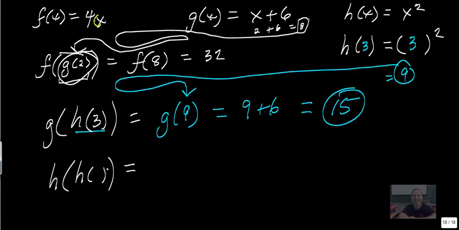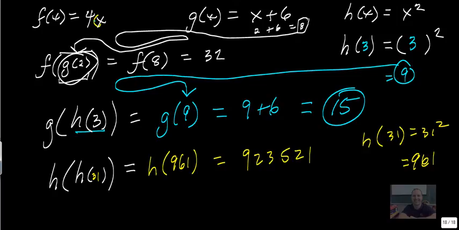Okay. So let's try here. Let's go, I don't know, 31. Good luck with that one. H of 31. Go. All right, so the answer is 923,521. How many of you needed a calculator for that? Shame on you. Just kidding. I did too. All right, so h of 31. 31 squared, 961. Put 961 now into h again, and you get 961 squared, which is 923,521.